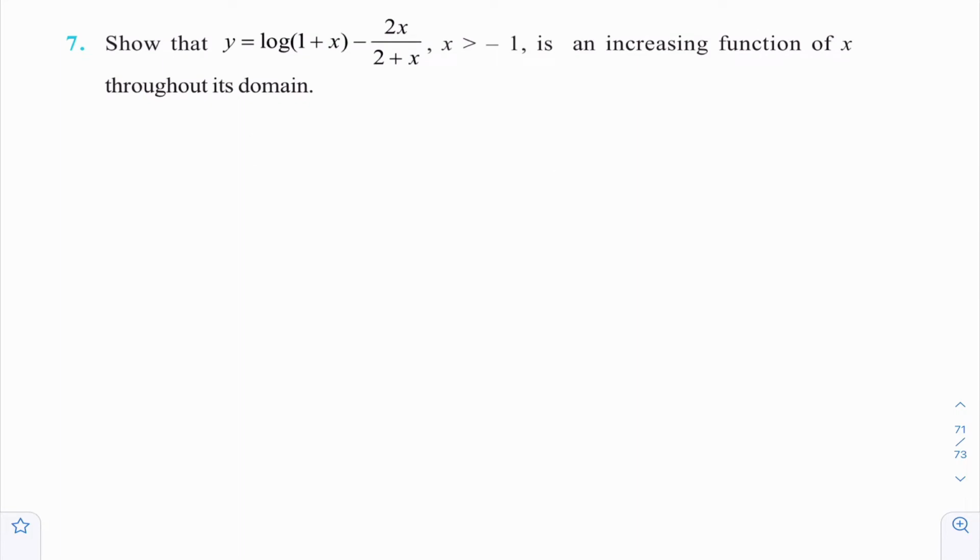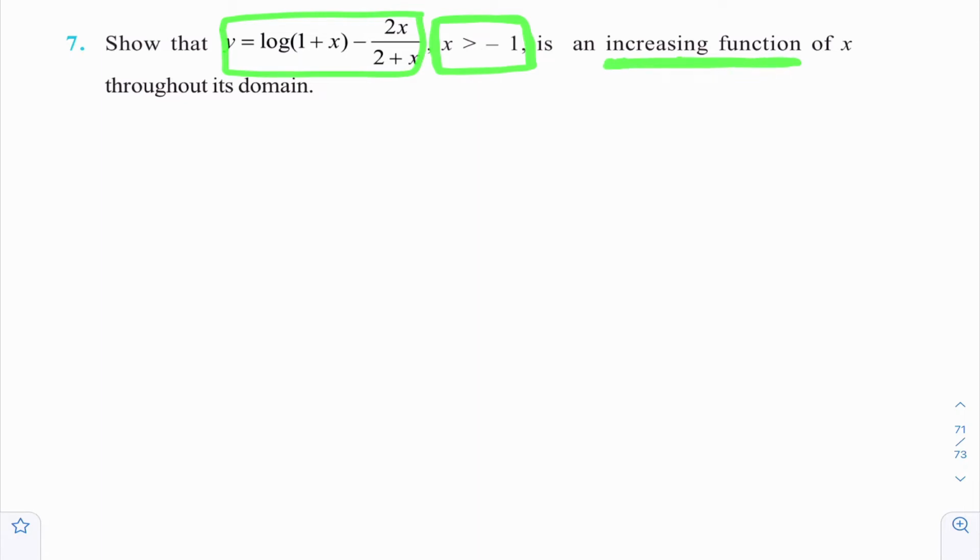You observe what they are asking in this question. Show that this function is an increasing function of x throughout its domain. What is the domain of this function? Here they given that all x values are greater than -1. Whenever x value is greater than -1, we need to prove that this function is increasing function. We know that strictly increasing function is an increasing function.